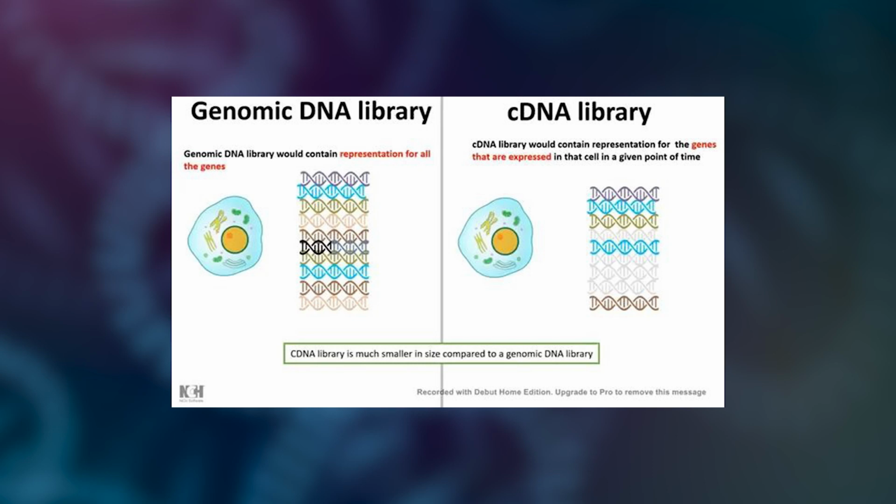The next problem associated with DNA libraries is the high input DNA requirement. Constructing DNA libraries for NGS typically requires a significant amount of input DNA. For some applications, such as single cell sequencing or working with limited clinical samples, obtaining enough starting material can be quite challenging.